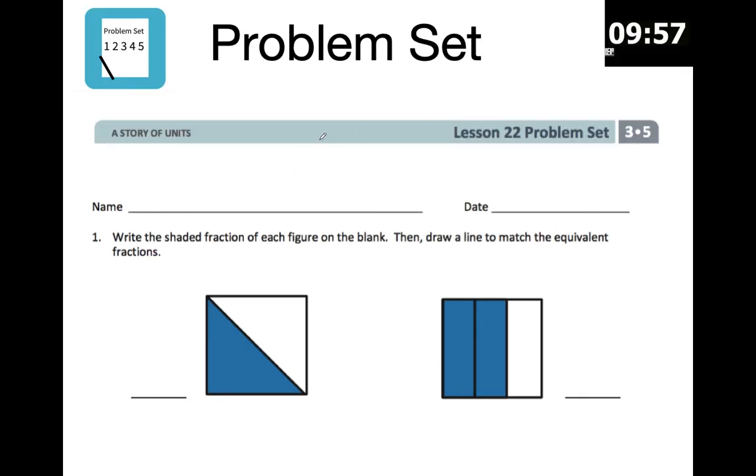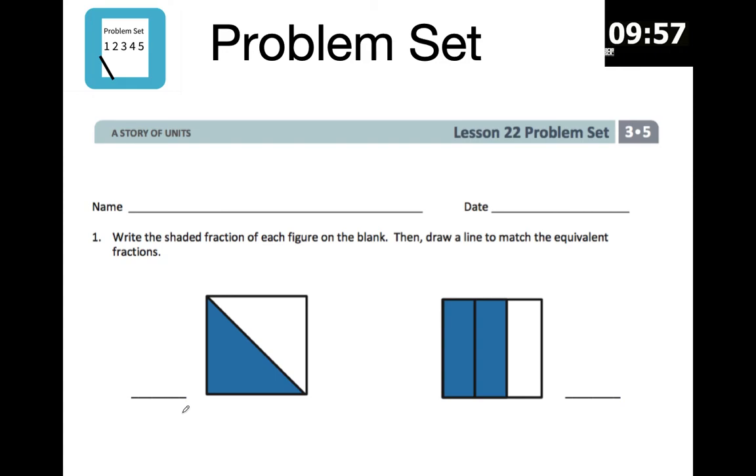On your worksheet, it's not going to be the problem set. It's actually going to be another worksheet, but it's going to be very similar. I just want to walk you through it really quick. You are going to have to write the shaded fraction of each figure on the blank. You are then going to draw a line to match the equivalent fractions. Now you can see these two are not equivalent, and you will see there are going to be entire columns of all different figures. That is what you're going to draw arrows or lines to.